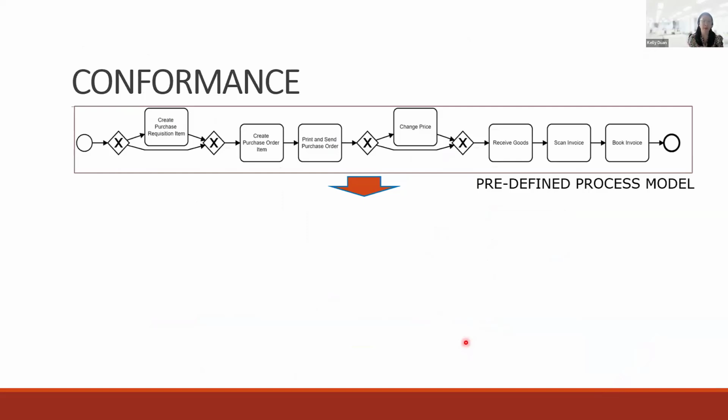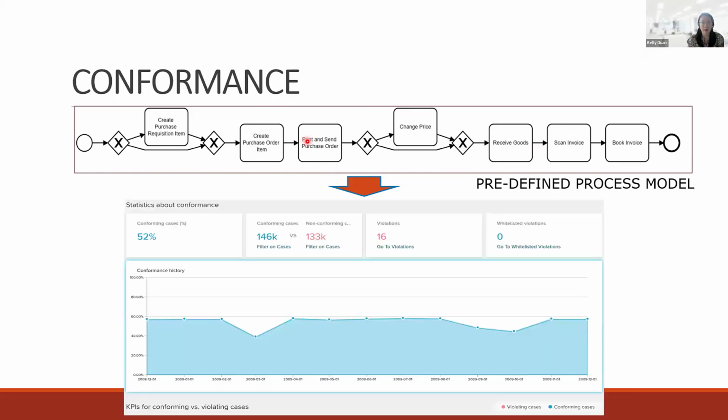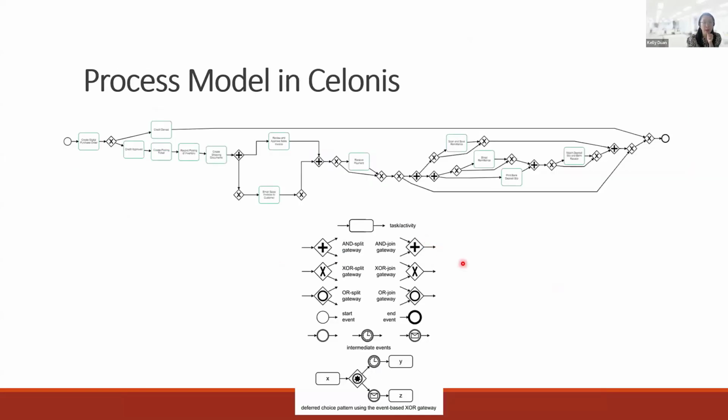As we mentioned before, this is comparing what happened in reality versus what you expected. The process model is a predefined process model. This is what we expected. And the process mining tool is able to compare what actually happened within the organization to the predefined process model and produce a report similar to the one on the screen, so you can find what the deviations are, what the violations are, how many transactions are conforming with what you expected, and how many of them are not conforming with the expectation. And here's what a process model looks like in Celonis.